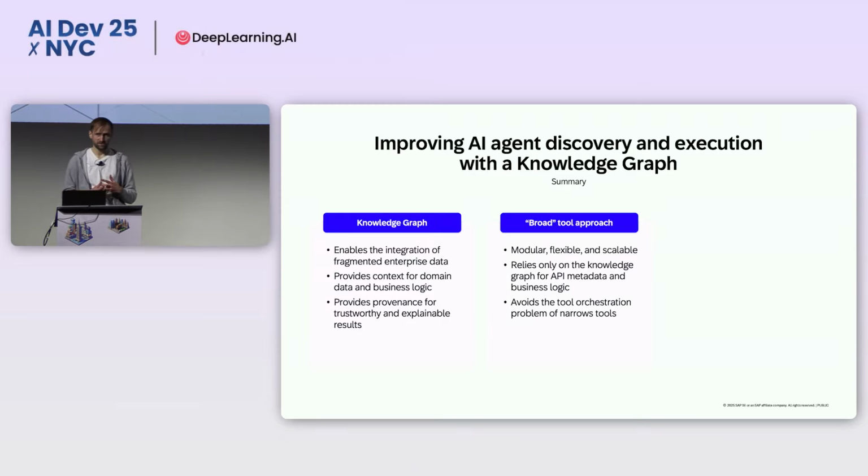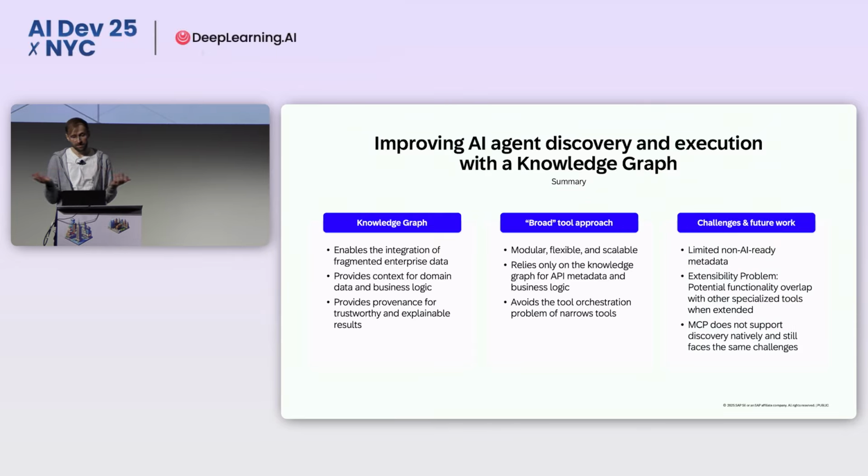The approach that we've shown you today, I would call the broad tool approach. We just have these 3 broad tools that enable the agent to interact with thousands of APIs, so it's scalable in that sense. We don't have one tool per API. It relies on the metadata in the knowledge graph, as you've seen. It also solves the problem of tool orchestration, because you have just a small number of tools. We don't need to overload the agent with hundreds of thousands of tools, which of course wouldn't be feasible. However, there are also some challenges.